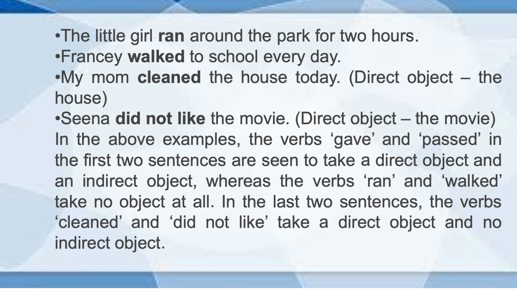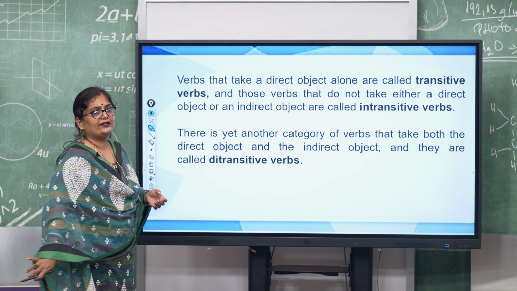In the above examples, the verbs gave and passed in the first two sentences are seen to take a direct object and an indirect object, whereas the verbs ran and walked do not take any object at all. In the last two sentences, the verbs cleaned and did not like take a direct object into account, and no indirect object has been cited in these examples. Moving on to the next slide.